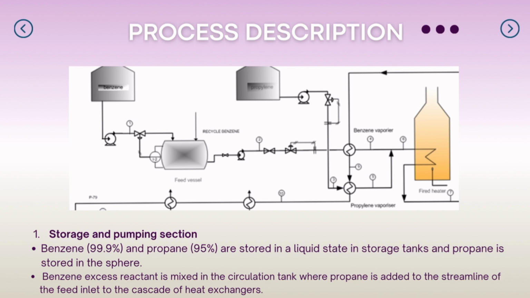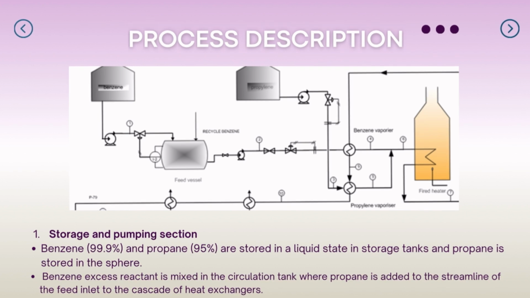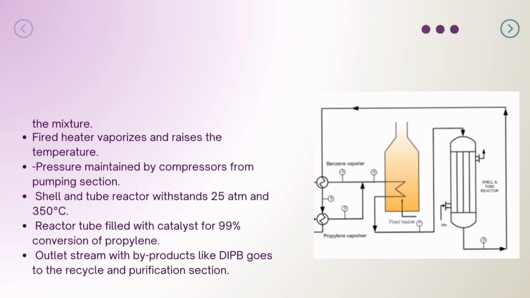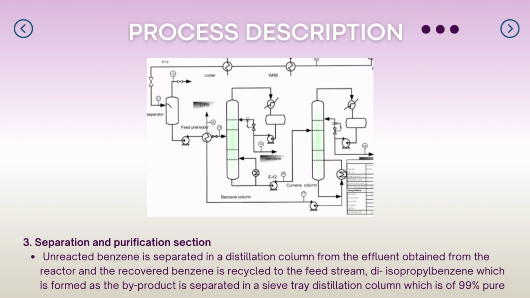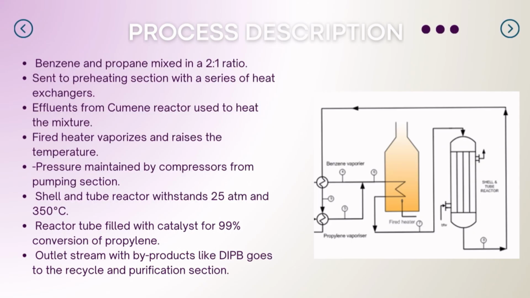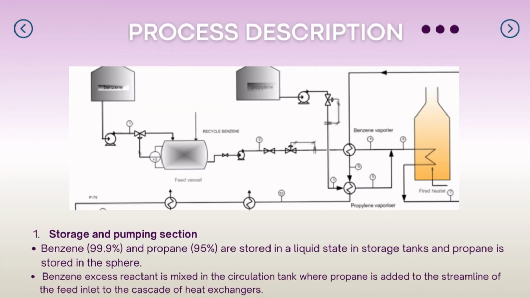Moving on to the process description. The whole process is divided into 3 sections. The first one is the storage and pumping section. The second one is the preheating and vaporization section, and the last one is the separation and purification section. And this is the whole process, or we call it the PFD.